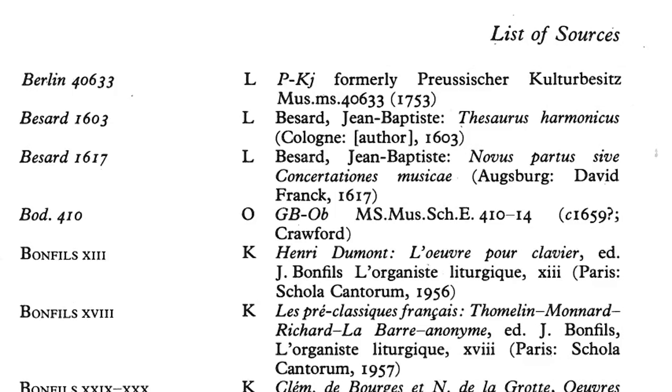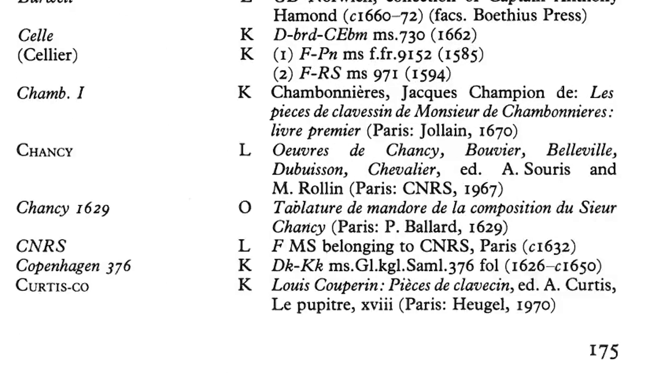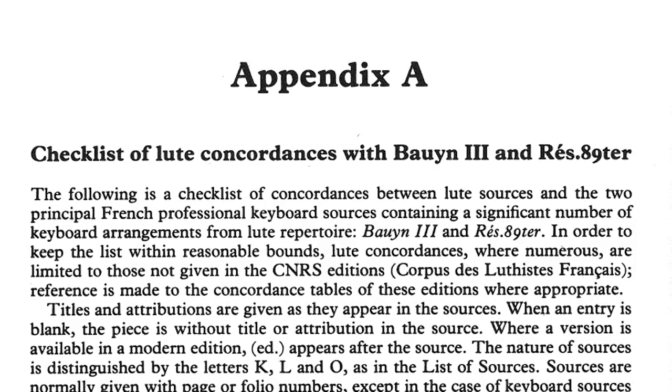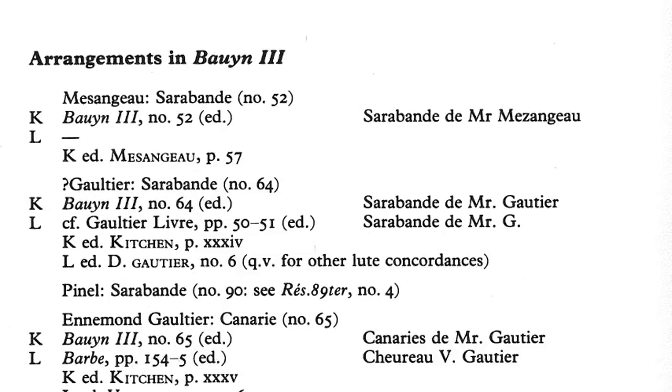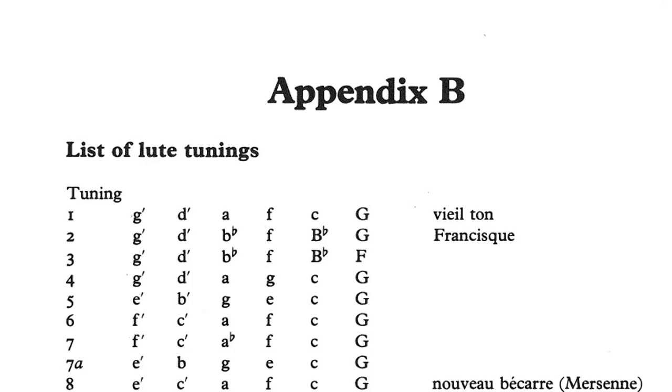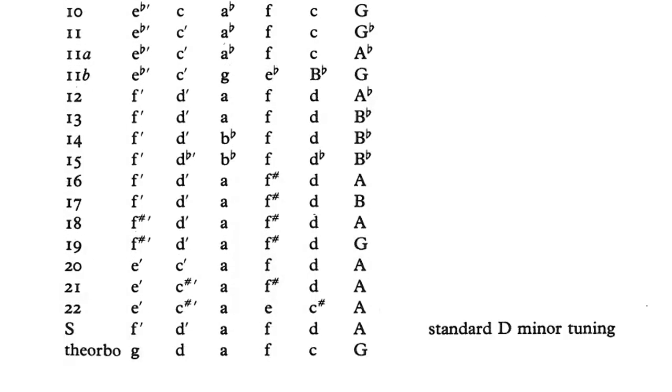After the bibliography is a list of sources, which is essentially a second 6-page bibliography of printed and manuscript sources of music relevant to the topic. Appendix A is a concordance between lute sources and 2 important harpsichord sources. In other words, a list of pieces that can be found in versions for both harpsichord and lute, including details on where each version is found. Appendix B is a list of lute tunings, probably the most comprehensive list of lute tunings found anywhere in the literature.